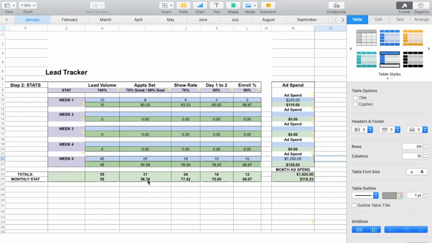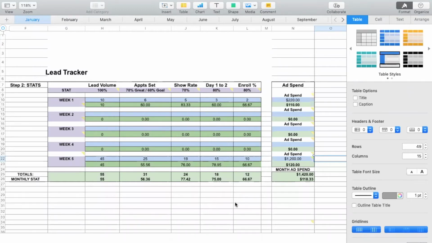Of the 31, 24 people showed up. That's a 77% show rate. And then of the 24, 18, so 75%, advanced from day 1 to day 2. And then ultimately 12 people, so 66.67%, converted into care. So basically we spent, in this case, $1,420 to add 12 new patients.